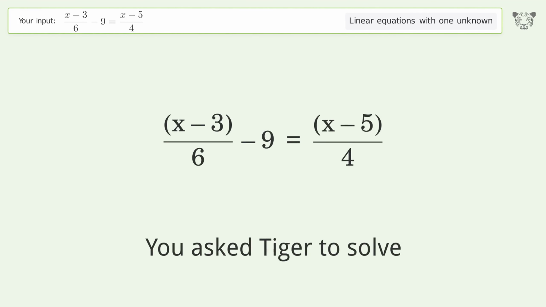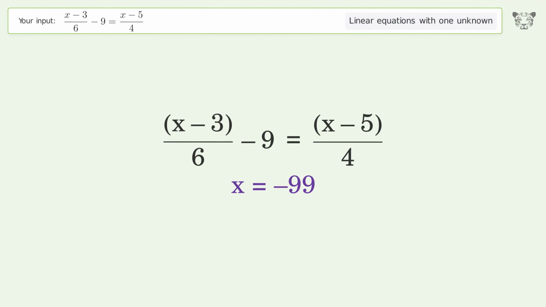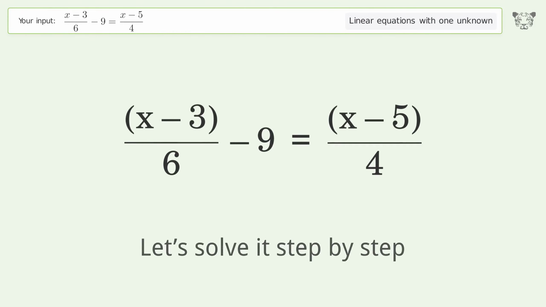You ask Tiger to solve. This deals with linear equations with one unknown. The final result is x equals -99. Let's solve it step by step.